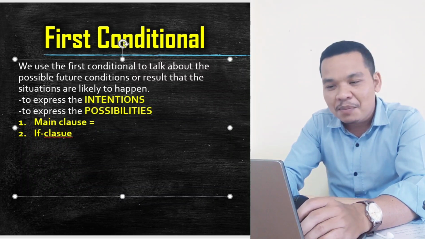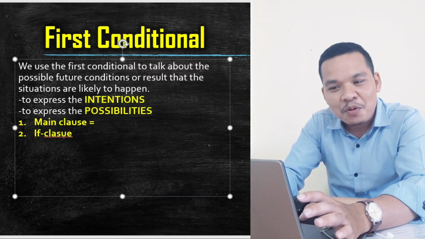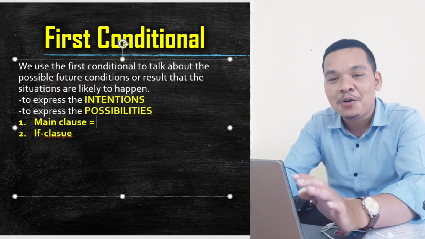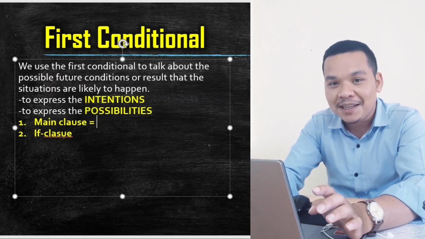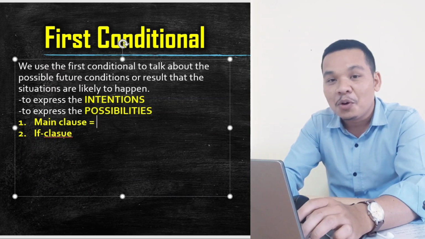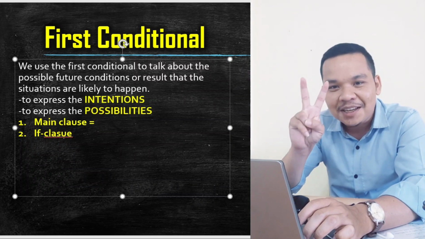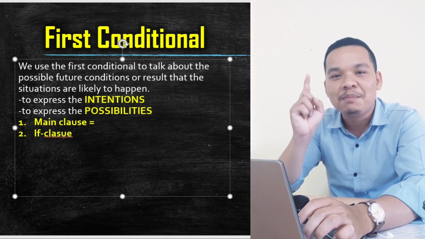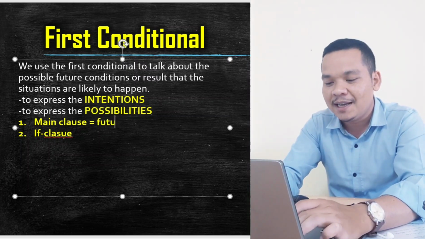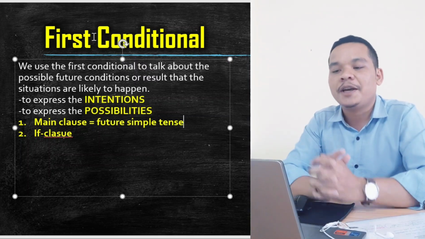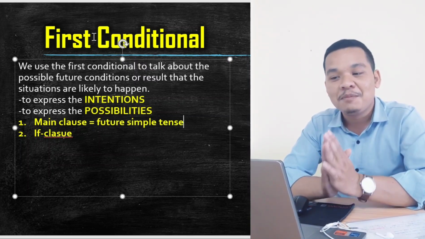Equal simple present, alright? Simple present. But the first conditional main clause, we don't use simple present tense. We use future simple tense. So first conditional, we use future simple tense. I give you like this: future simple tense. Okay. Then the main clause we use future simple tense.